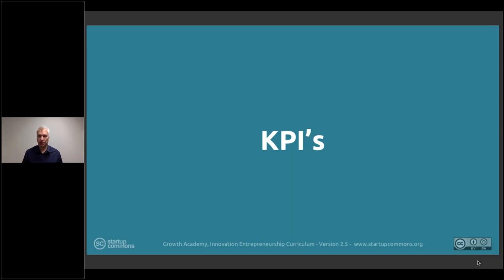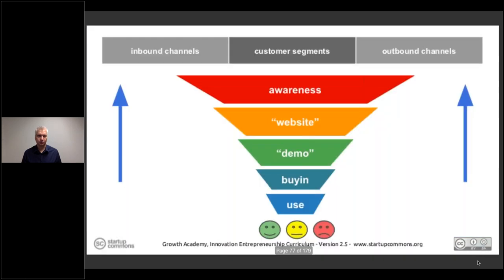Continue with the topic of KPIs, so key performance indicators. To start with this, we'll first do a short recap of the material that we also did more extensively in module 3 on the validation phase, and we look at the most important KPIs in the context of converting the interest into actual paying customers.